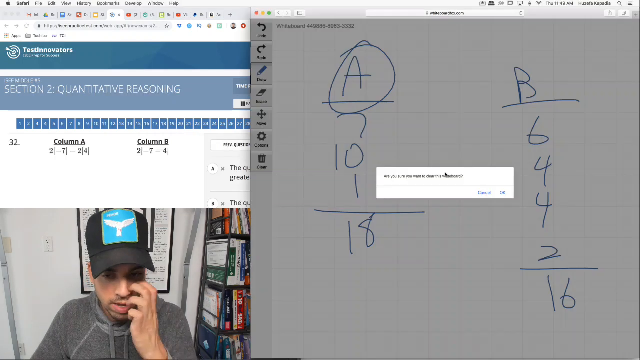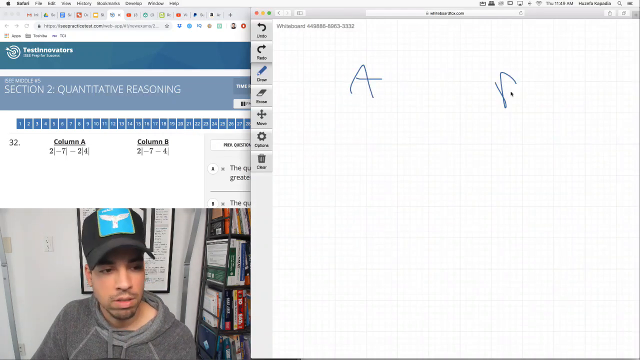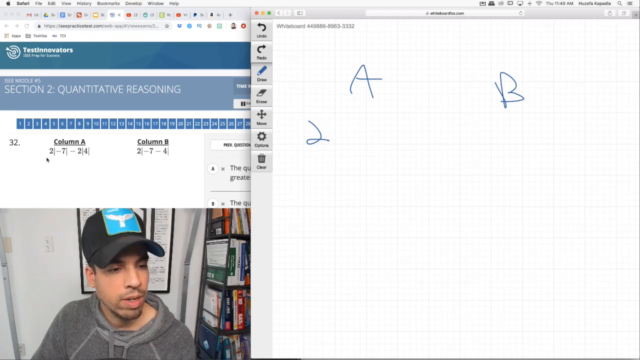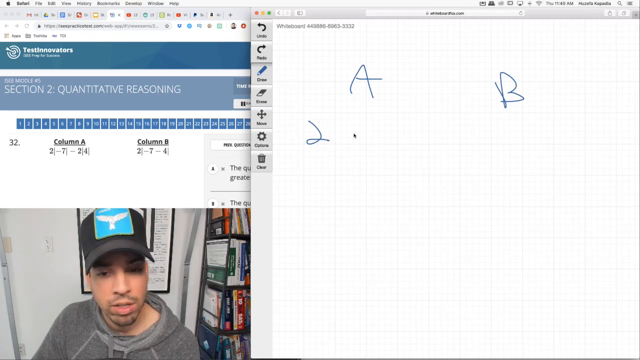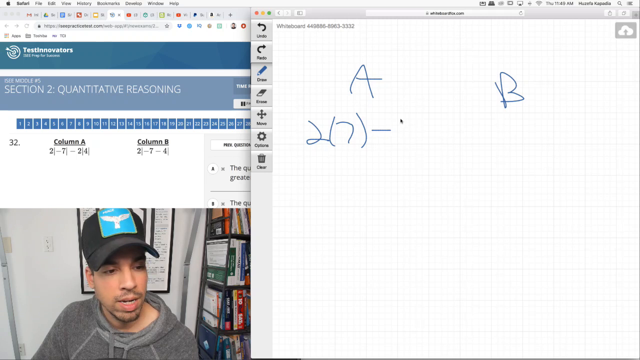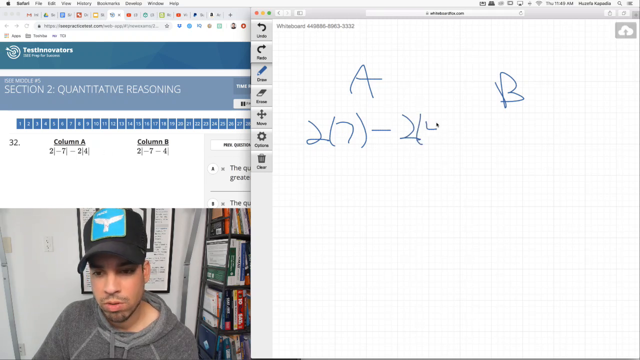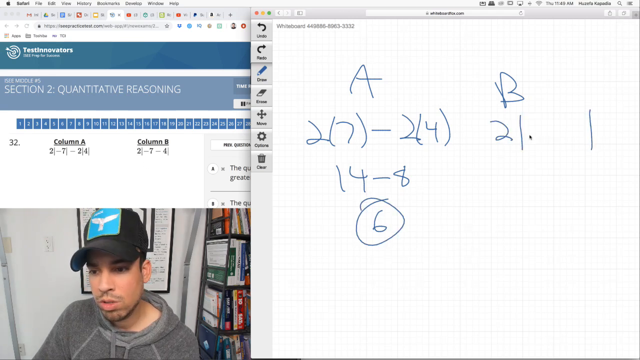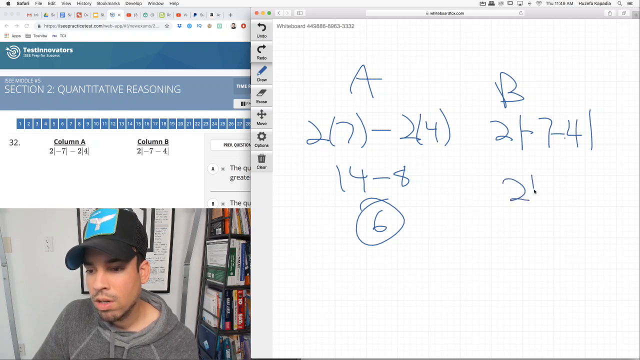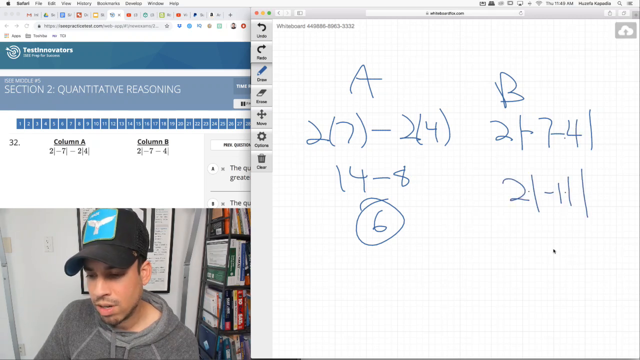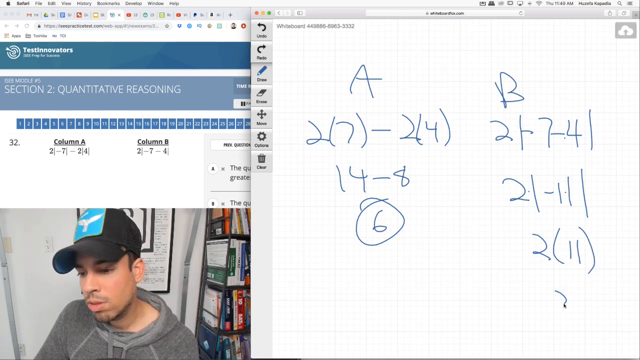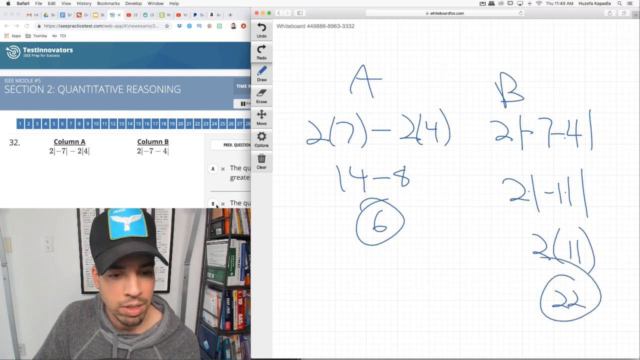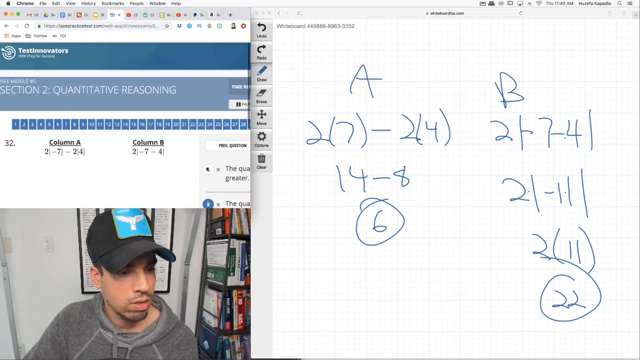All right, absolute value. 2 times absolute value is the positive purifier. Absolute value of -7 is 7, minus 2 times absolute value of 4 is just 4. 2 times 7 is 14, minus 8 is 6. And then B, first we do this, we don't make everything positive. We first combine these. -7 minus 4 is -11. Then absolute value of -11 is 11. 2 times 11 is 22. So B is way bigger. Not even close.